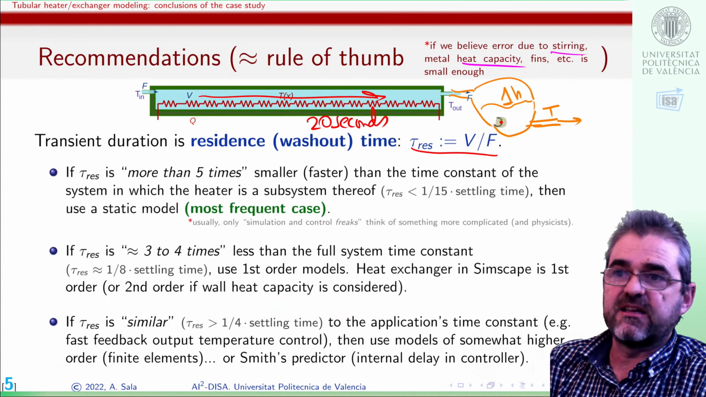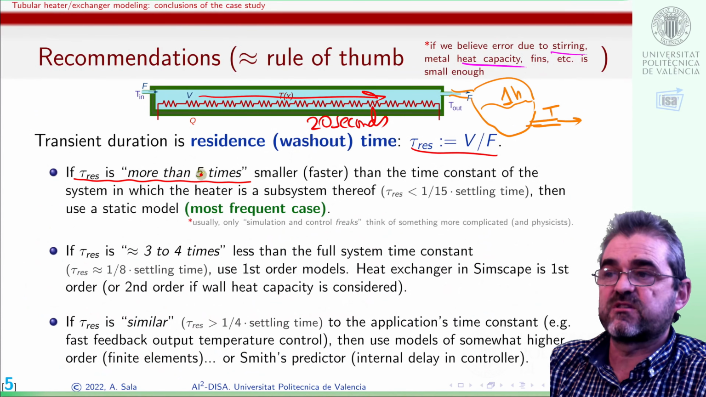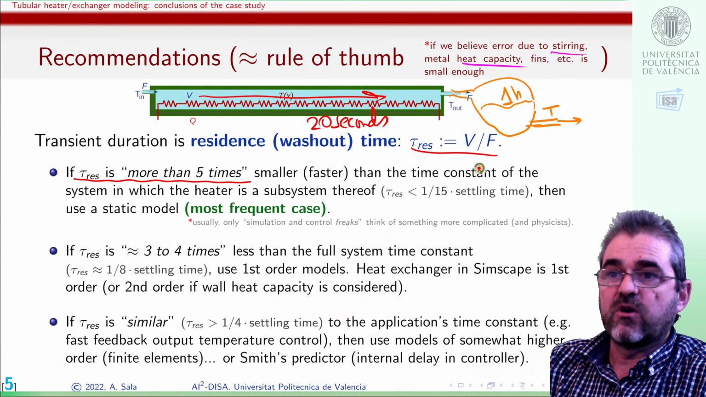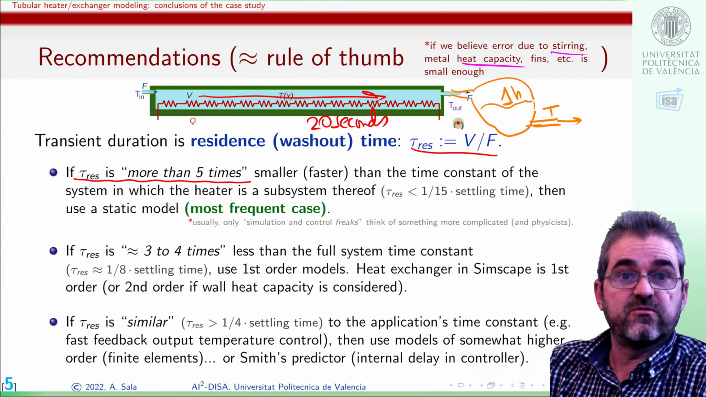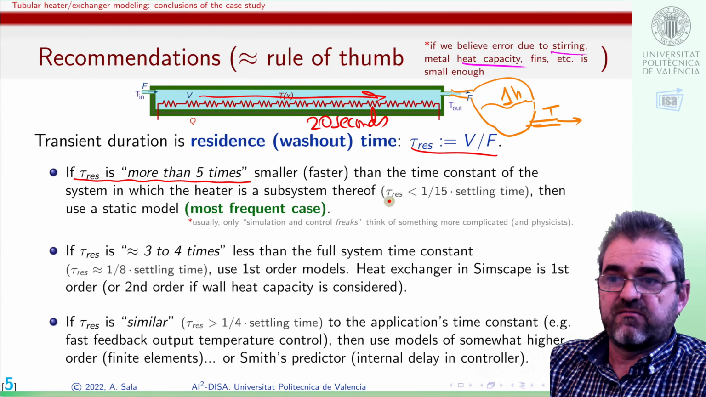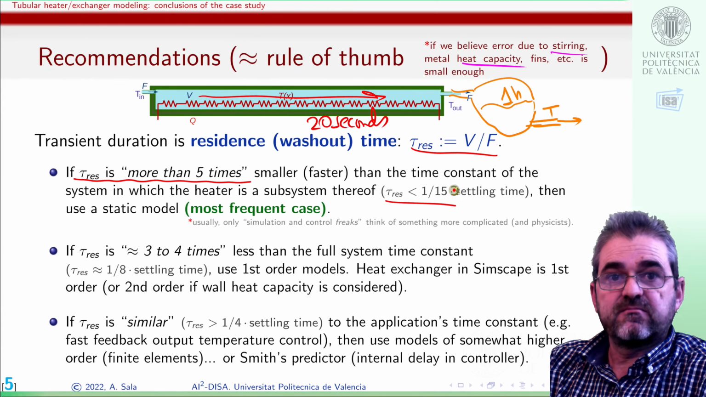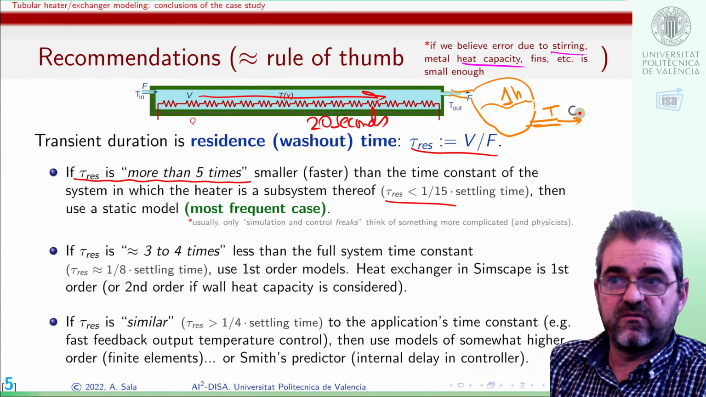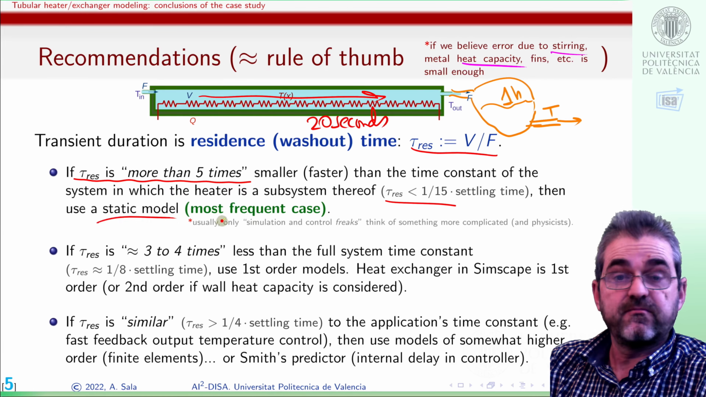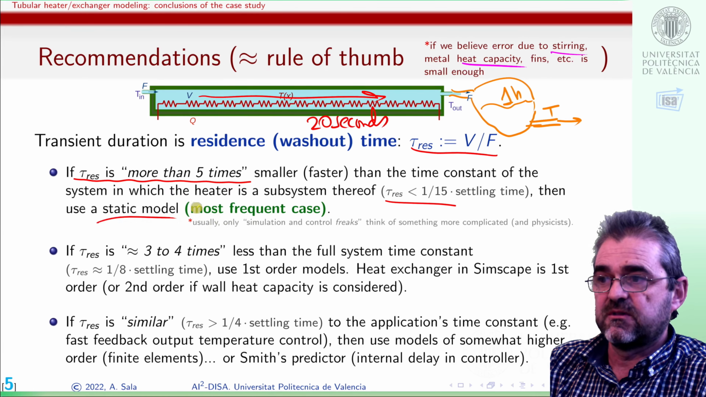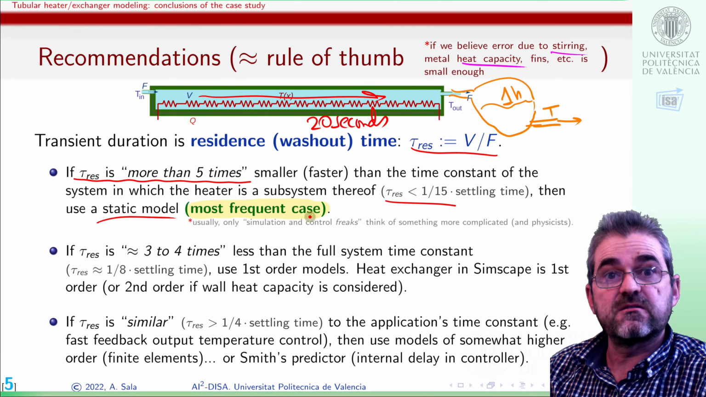So if the residence time is more than 5 times smaller than the time constants of the system in which this fluid is going to land, say if the residence time is less than 1/10, 1/15 of the settling time of the overall application, then okay, just use static model. In fact, it's important to say that it is the most frequent case, maybe in applications.